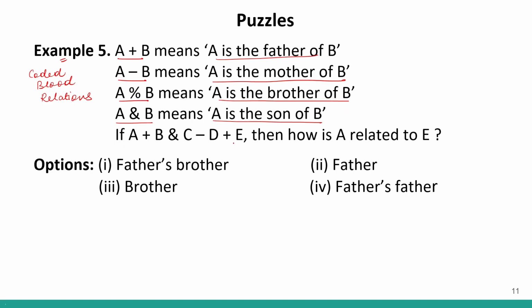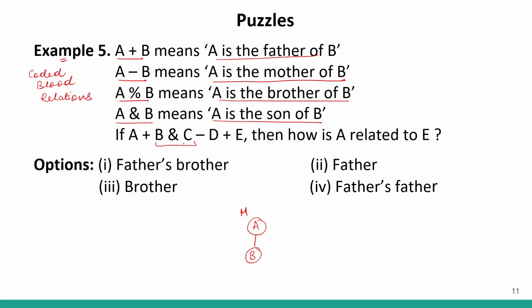Based on these codes, we will simplify this expression into a family chart. And then based on that family chart, we will answer the question. Now, A plus B means A is the father of B. So A is the father of B, so A will be male. B's gender is unknown.